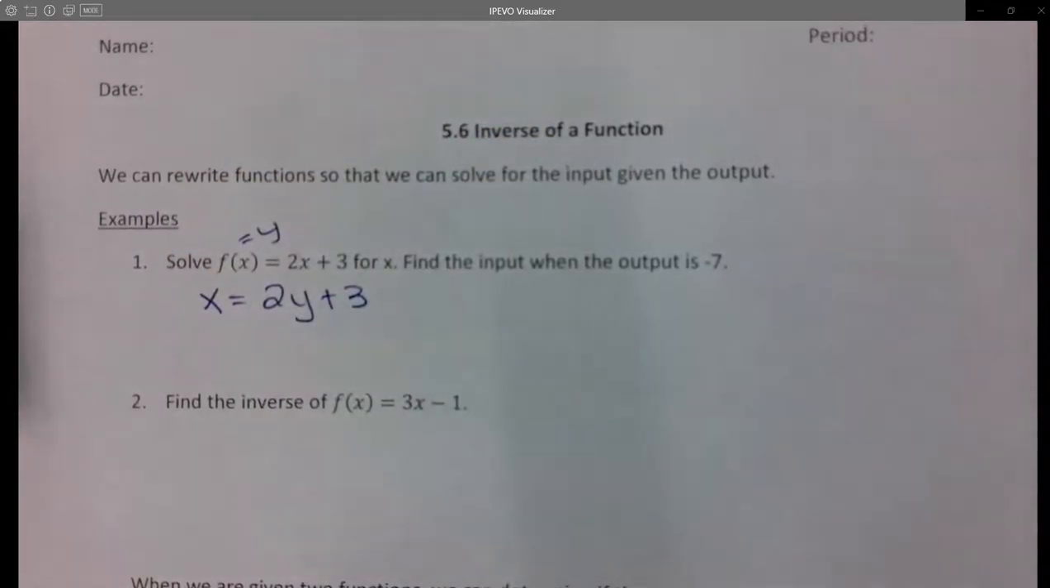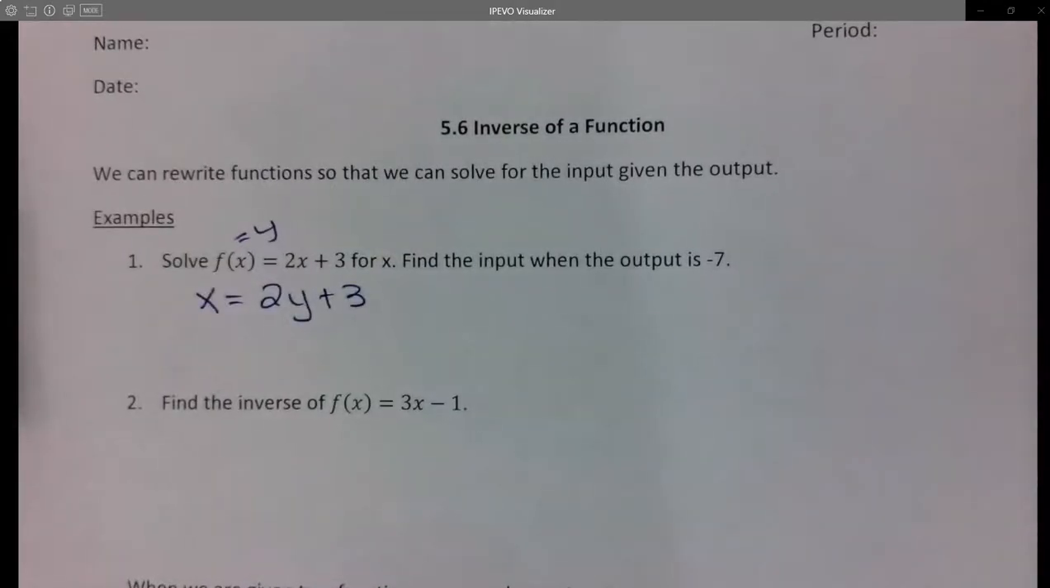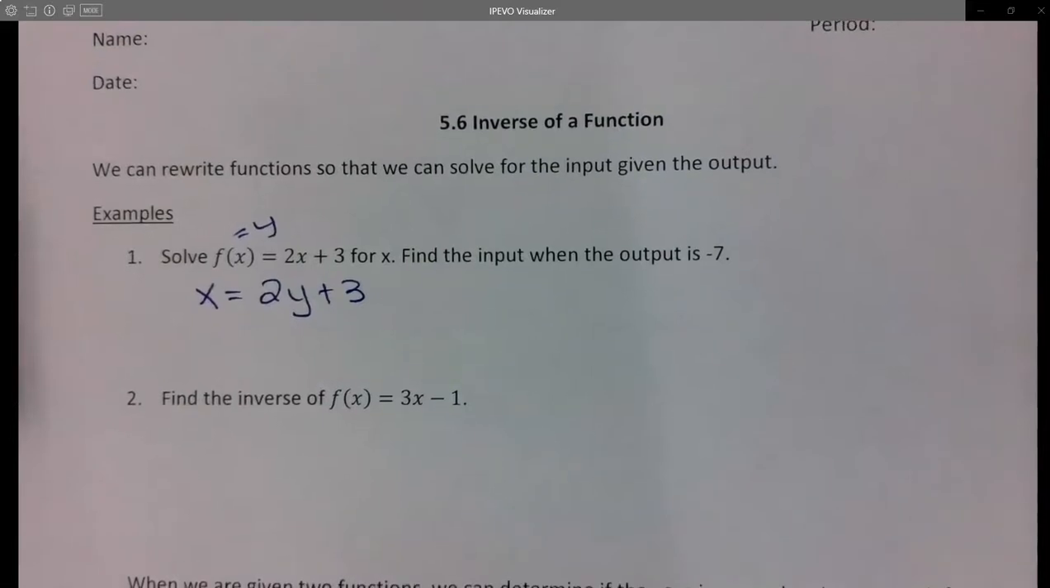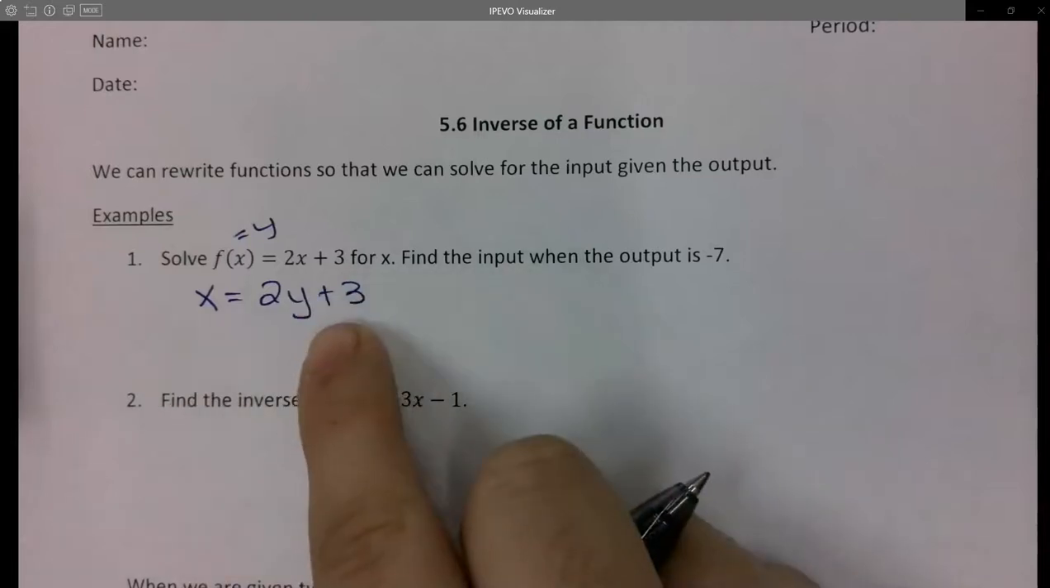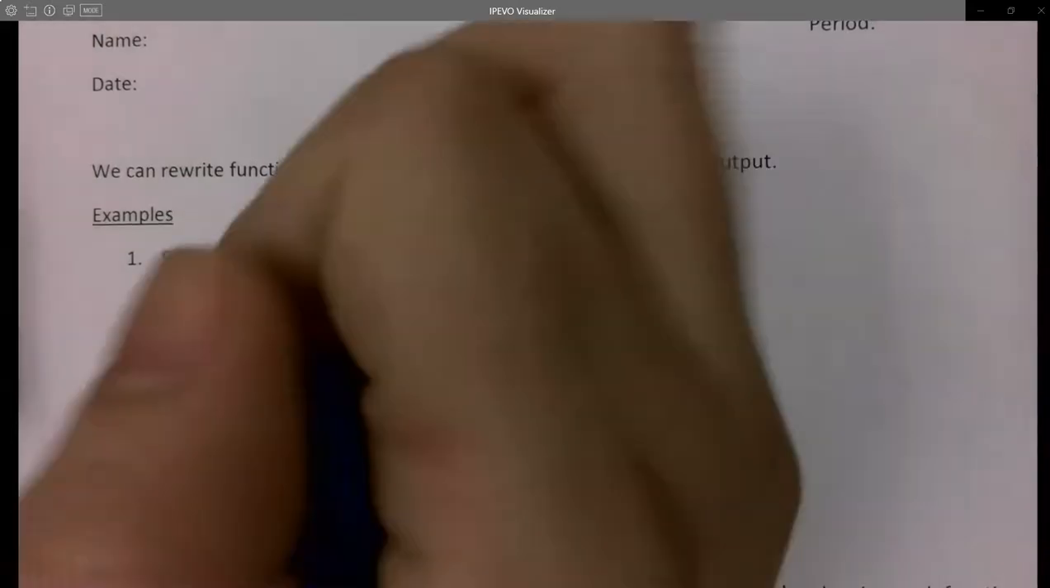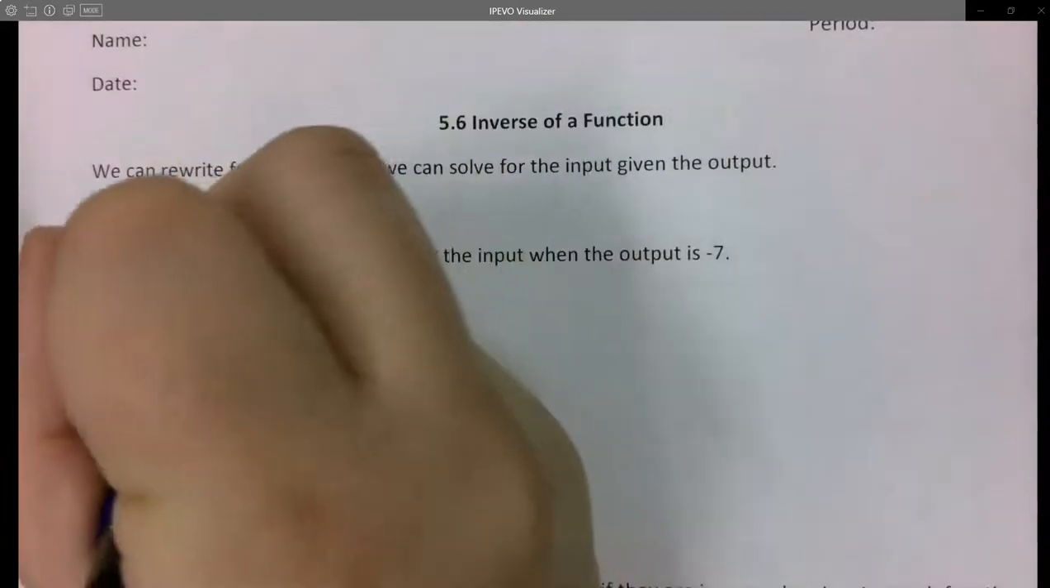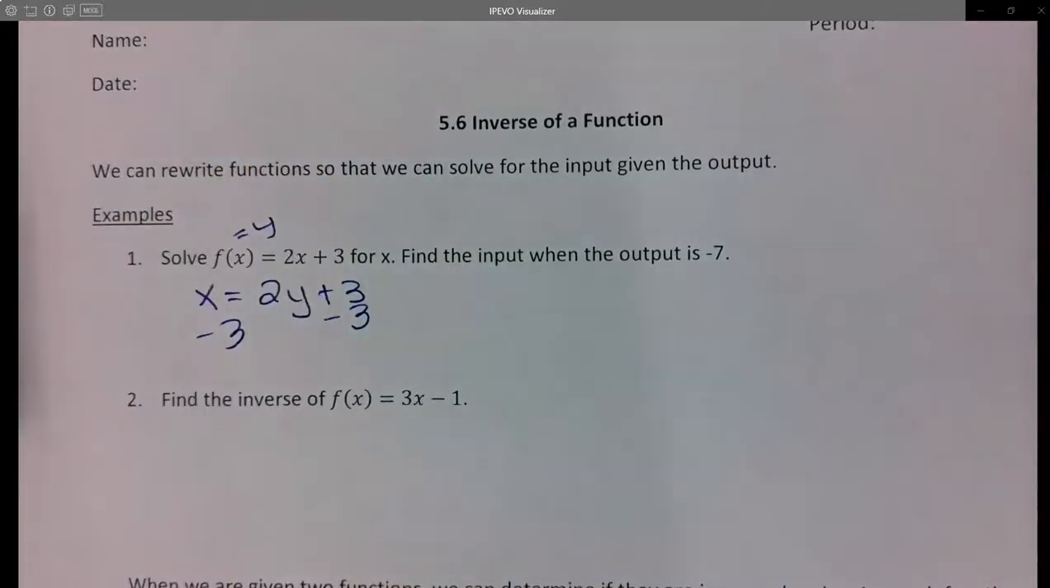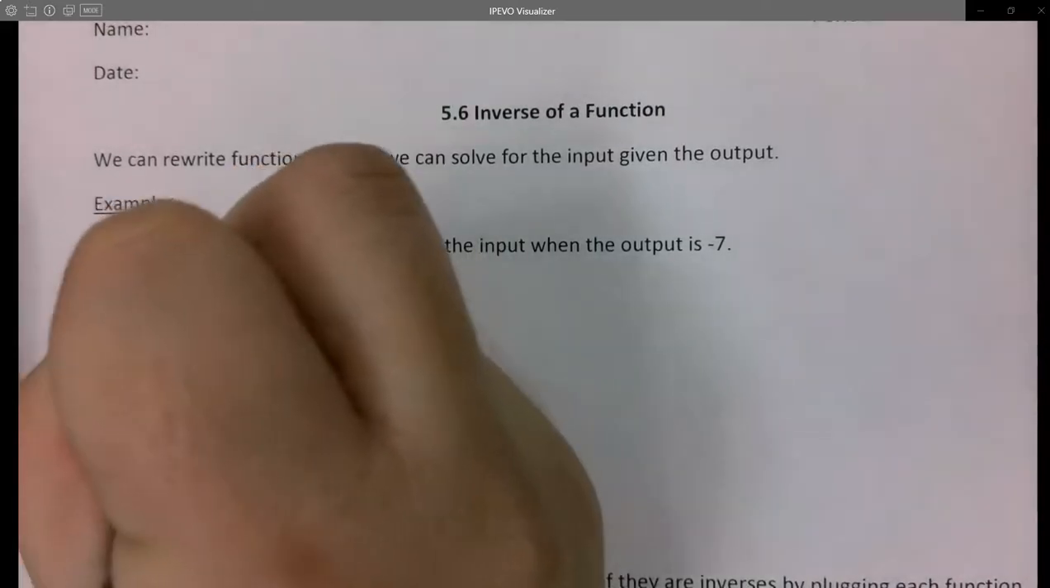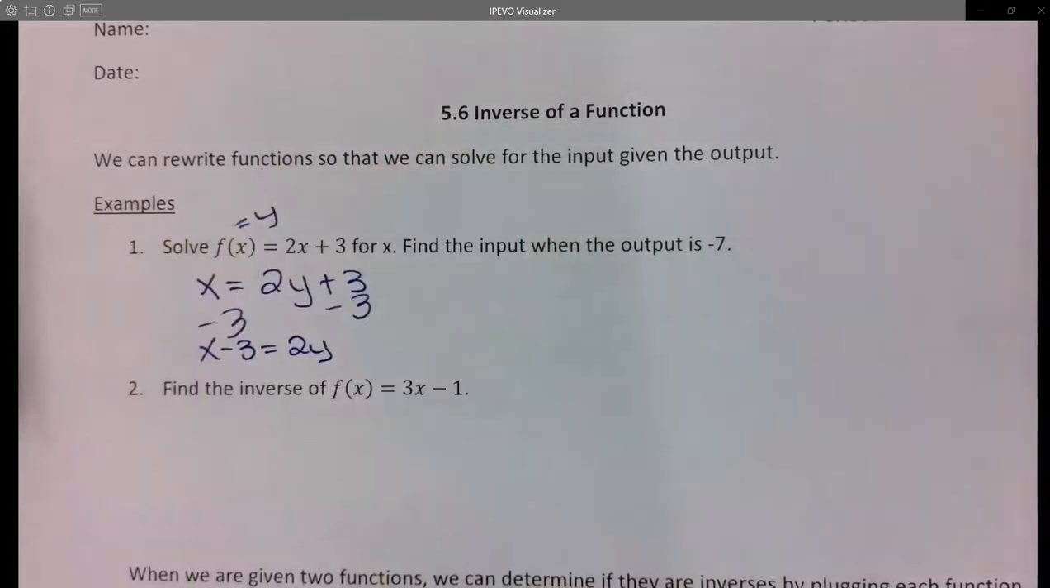That doesn't look clear. And then I want to go ahead and solve for the y. So I'm going to move the 3 over to the other side and subtract by 3 on both sides, which gets me x minus 3 on the left and 2y on the right.